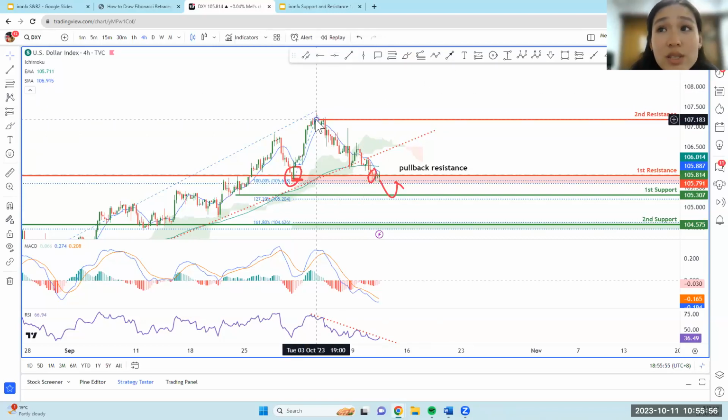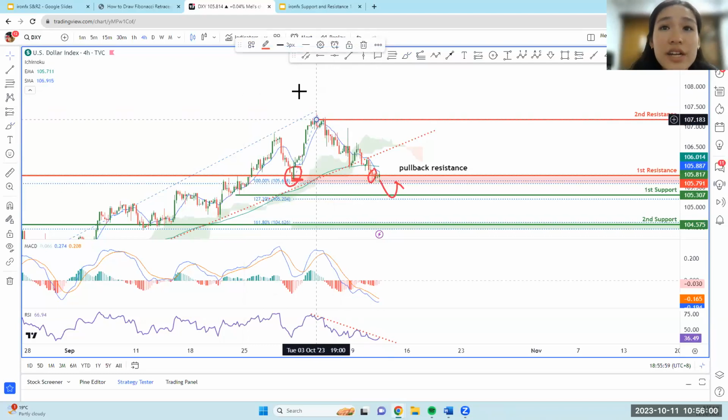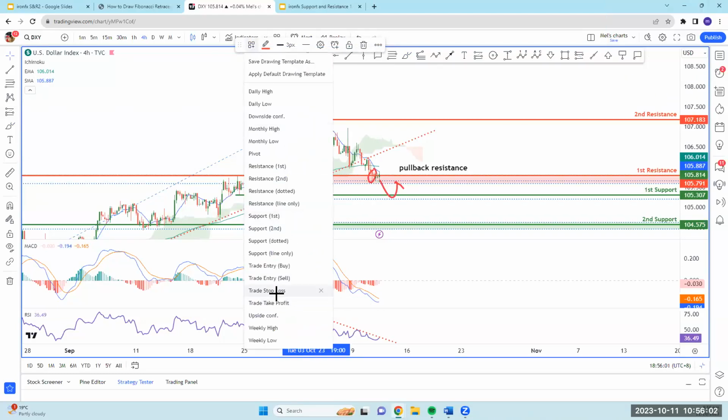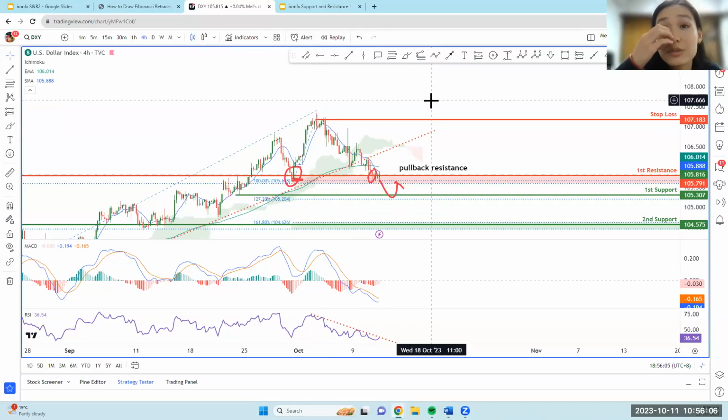Because technically our second resistance would be our stop loss in this case, right? So you could place it here as well. It's entirely up to you.